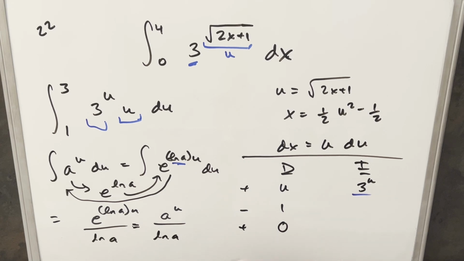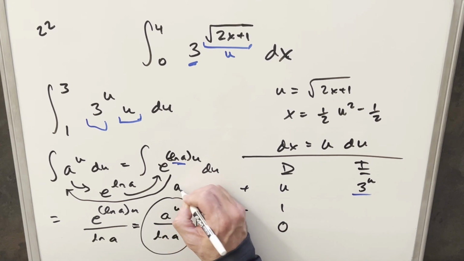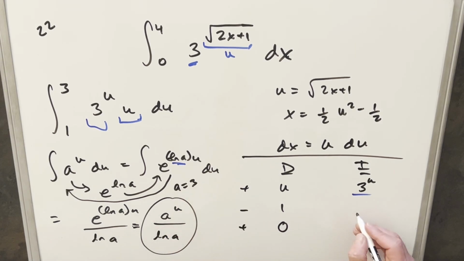Coming back to our table, we can use this formula, where our a value is equal to 3. So this becomes 3 to the u over ln 3. And then we do it again. You can factor out the ln 3 in front if you want, and you get the exact same problem, 3 to the u over ln 3, the same solution as we have here.